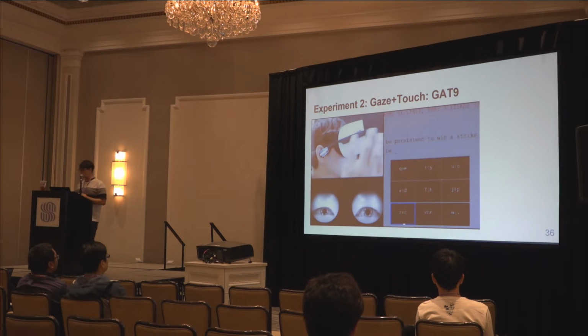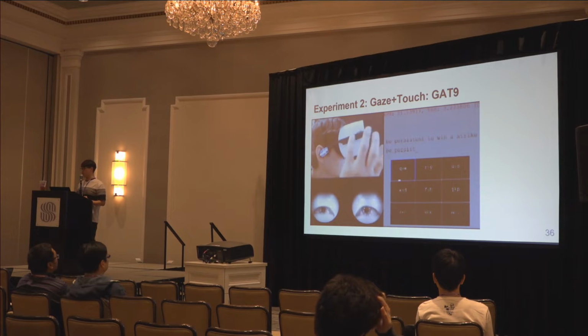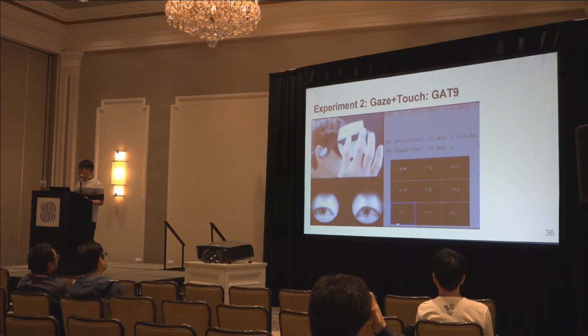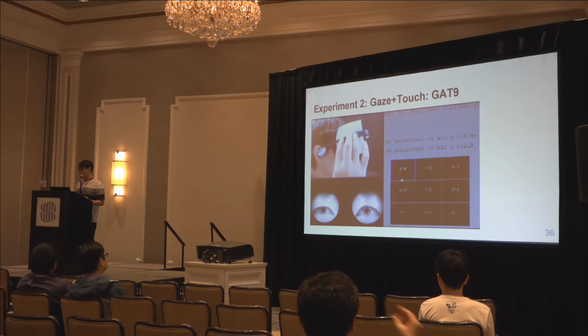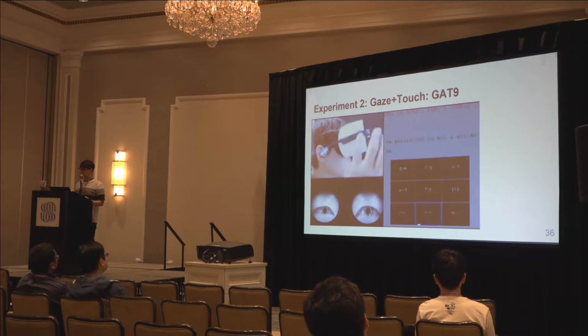So this is the demonstration video for the GAT9 in this experiment. As you may know, the user first selects one of the 9 sub-keyboards with the user's eyes. Then the selected sub-keyboard is highlighted with a blue borderline. Finally, the user can enter a key with 3 touch gestures.